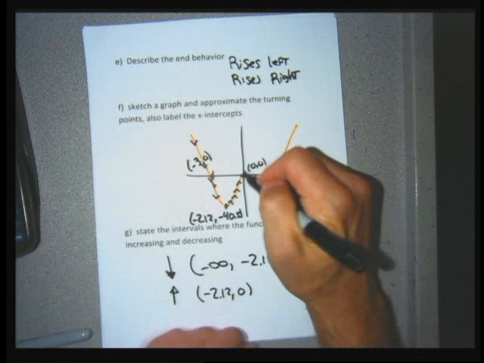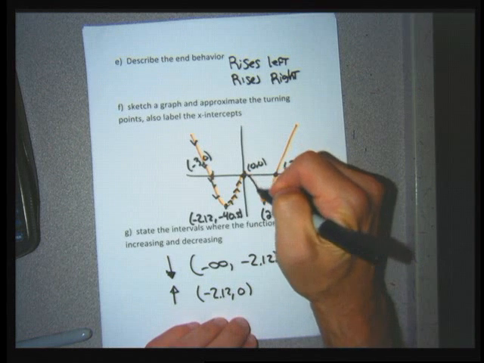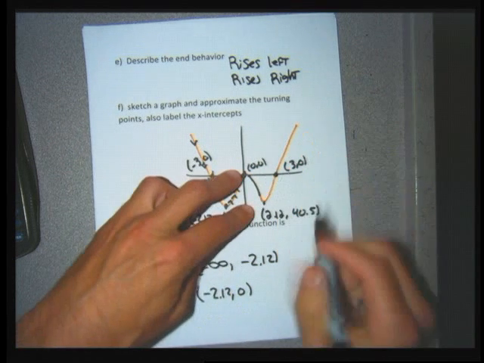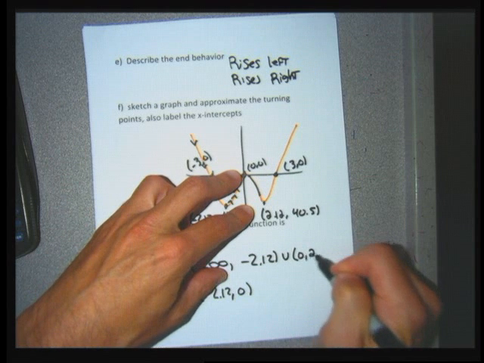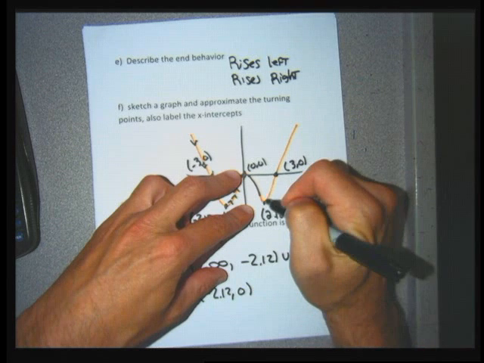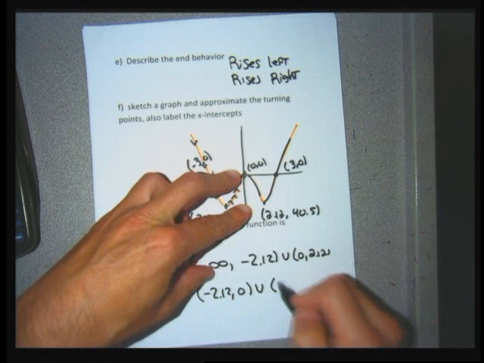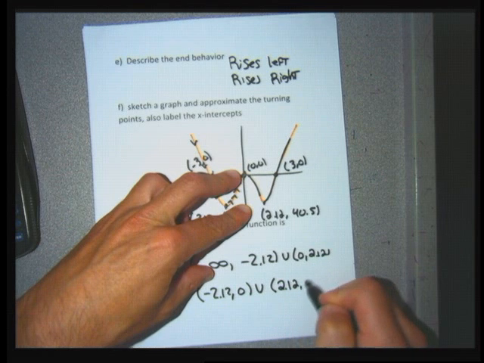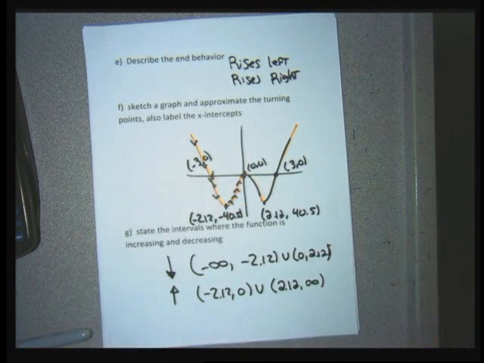And then at the turning point, at the 0, 0 turning point, it starts going back down. And the region it's decreasing there is from 0 to 2.12. And lastly, from 2.12 forever on, it's increasing again. Notice I'm only picking off the x's for increasing and decreasing. So that's everything I needed for this.